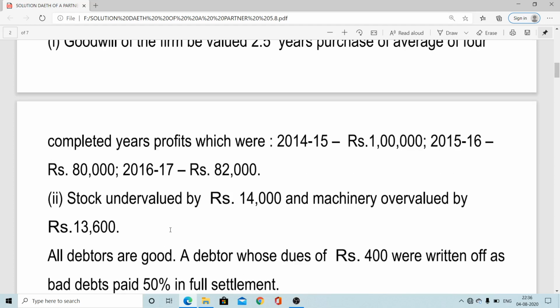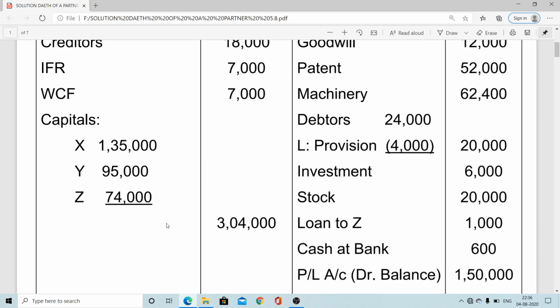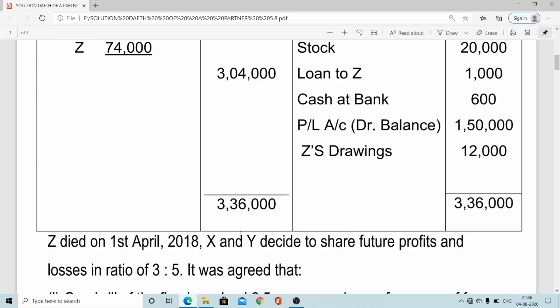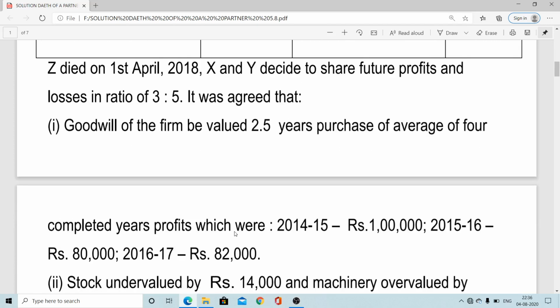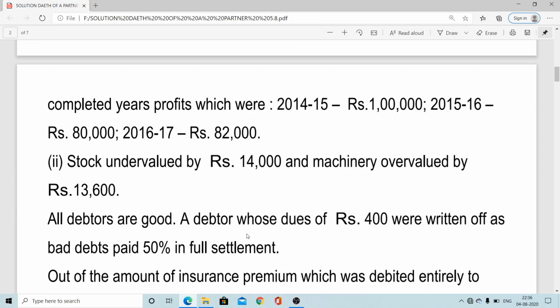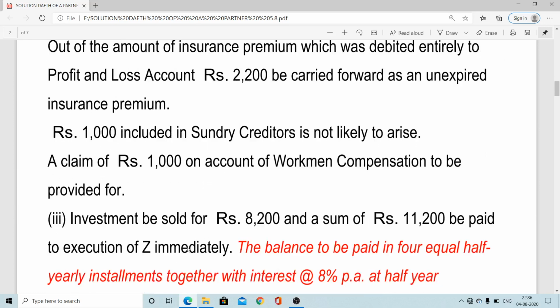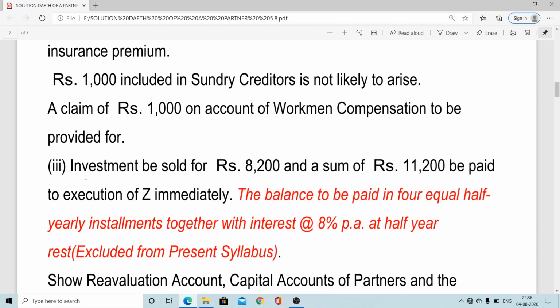Let's see the workmen compensation fund, how much is there. This is the workmen compensation fund, total 7,000. So out of the 7,000 reserve, only 1,000 claim came. So that 1,000 we will take on the liability side of the balance sheet. The remaining 6,000 we have to distribute to the old partners. We know the rule. Now one more adjustment.